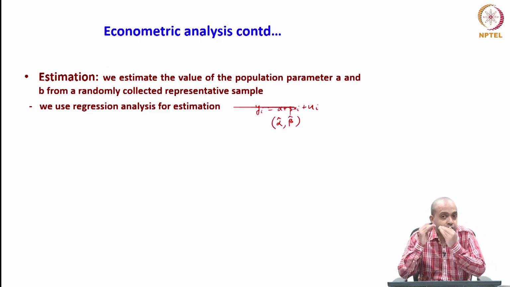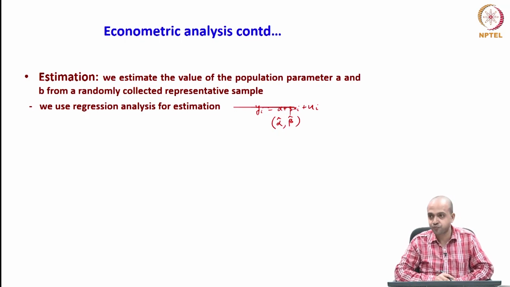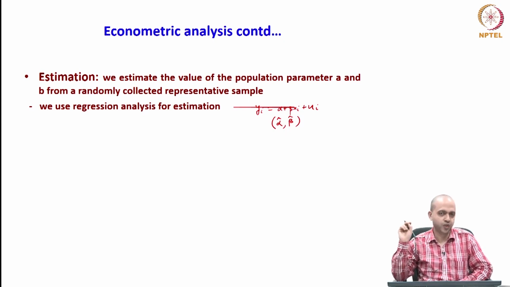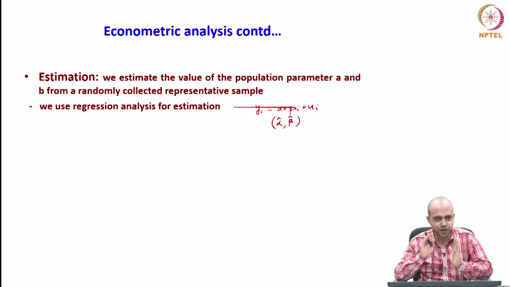So we are basically going to estimate the sample counterparts of the true population parameters alpha and beta. And what is the technique that we are going to use? We are going to use regression analysis. Throughout our discussion on econometrics, there is a single technique for estimation, which is regression. The detailed procedure of regression we will discuss in a later part, but for the time being just keep in mind that there is only one technique available to estimate this alpha hat and beta hat, which is called regression analysis.